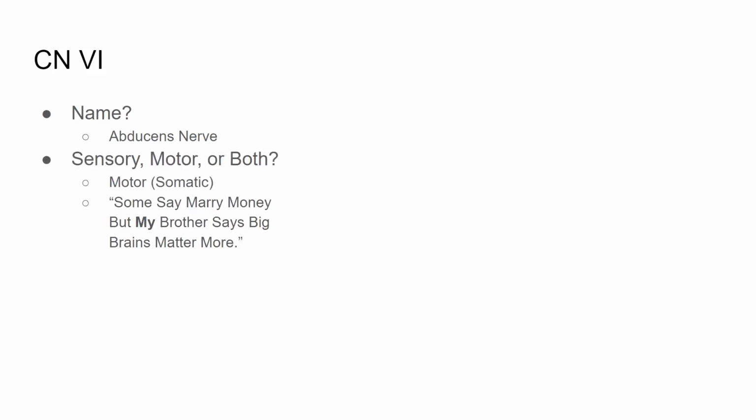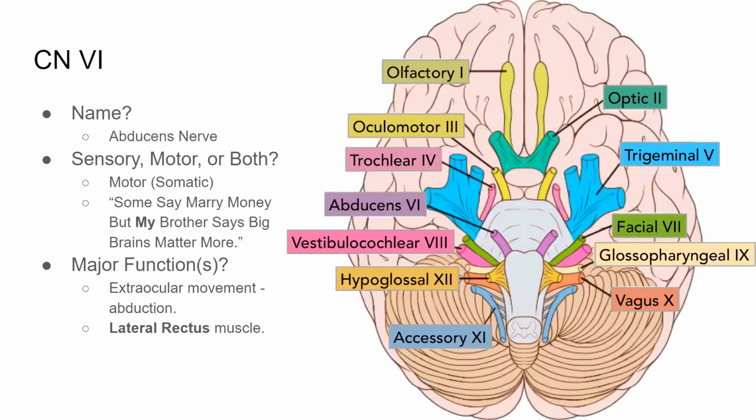And then cranial nerve 6. It's called the abducens nerve. It's another innervator of the eye. It's a motor nerve, and it abducts the eye. Let's look at the picture.